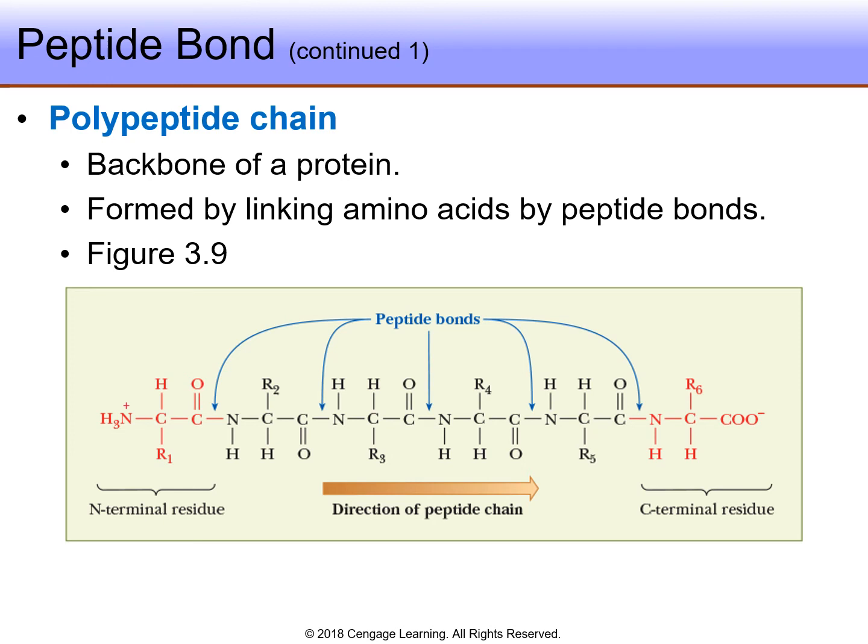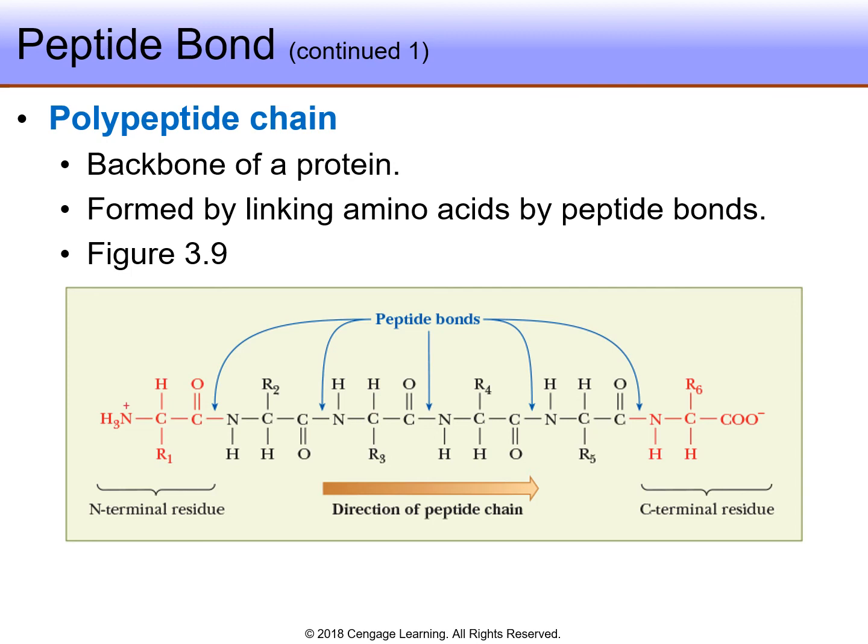So this is, for example, called a hexapeptide, containing 6 amino acids with 5 peptide bonds. It has an N-terminal end and a C-terminal end, and the direction is always from N to C.